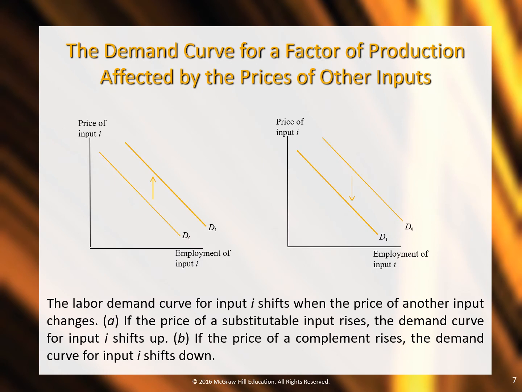The demand curve for a factor of production is affected by the prices of other inputs. The labor demand curve for input i shifts when the price of another input changes. In case A, if the price of a substitutable input rises, the demand curve for input i shifts up. If the price of a complement rises, the demand curve for input i shifts down.